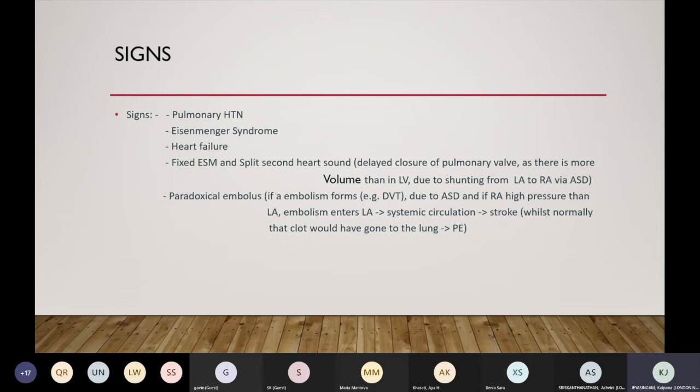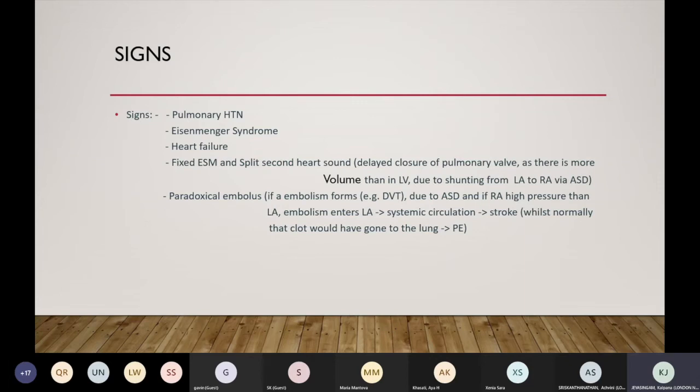So you end up on the right side having a higher volume than usual, which means a higher volume of blood has to be pumped through the pulmonary artery, which means there has to be a greater pressure in the pulmonary artery to do that. And that's why you might end up with pulmonary hypertension.